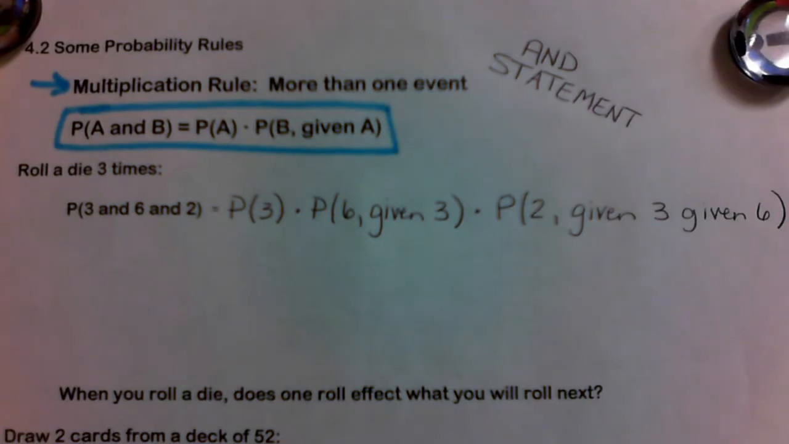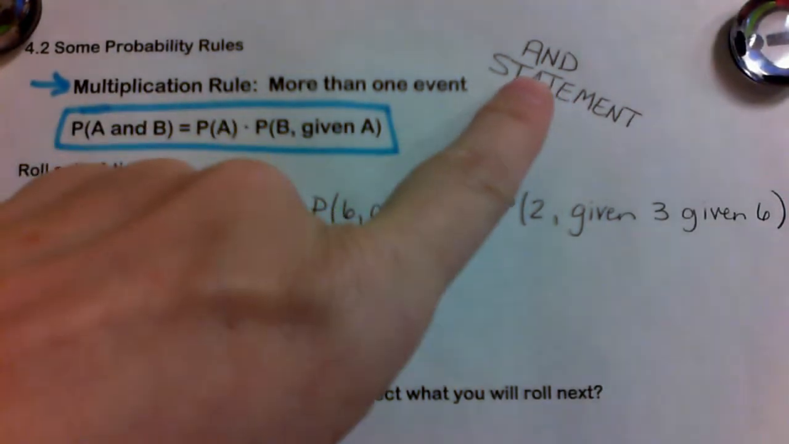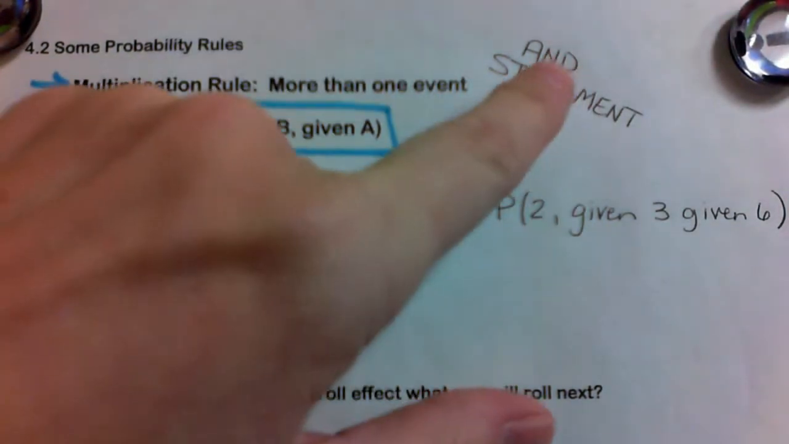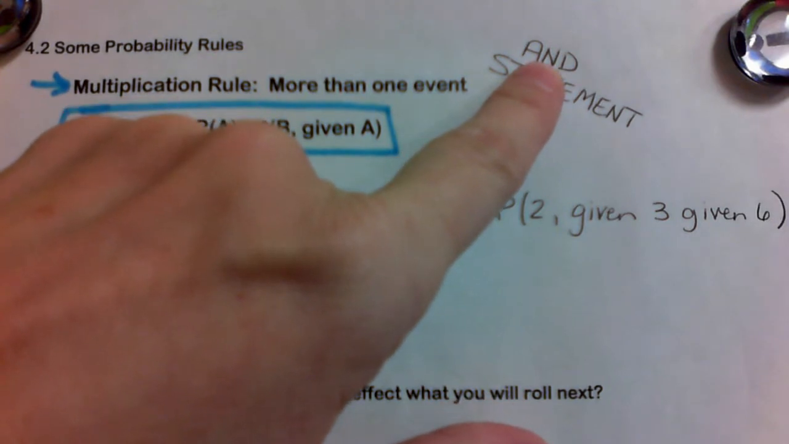Chapter 4.2. We will be continuing with probability, but now we're going to look at and learn two probability rules. The first of these is called the multiplication rule. It's also known as the and statement because you're looking at probabilities with the word and.